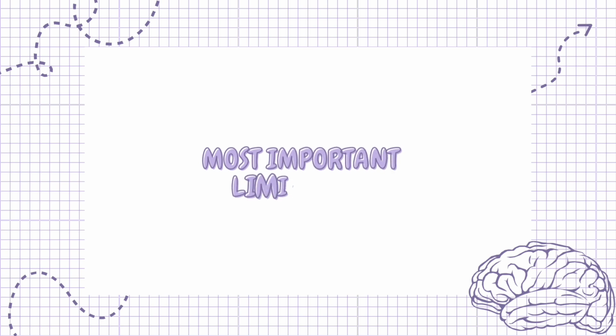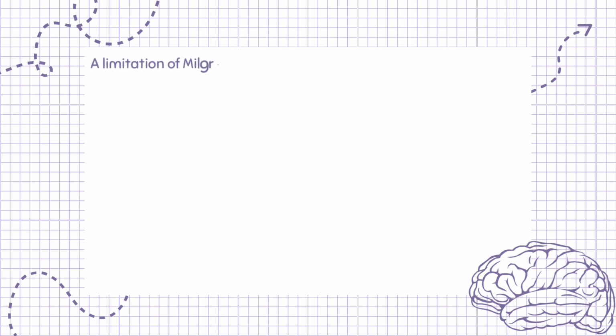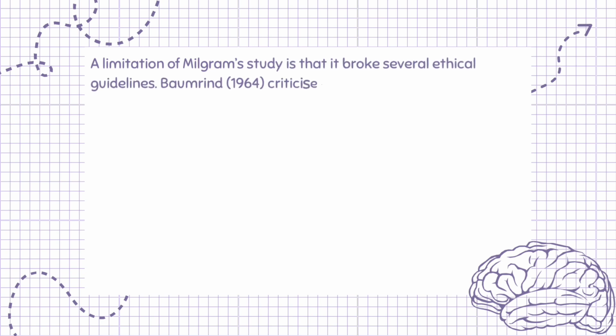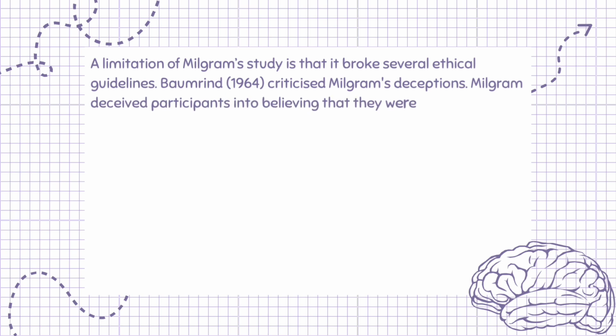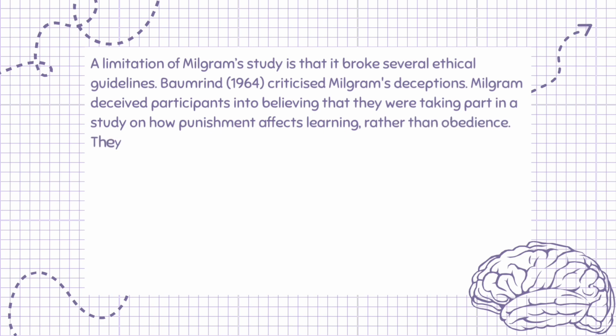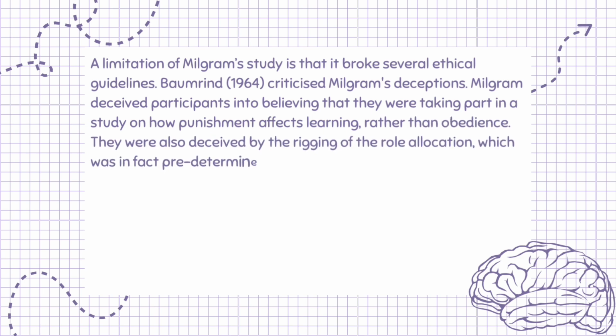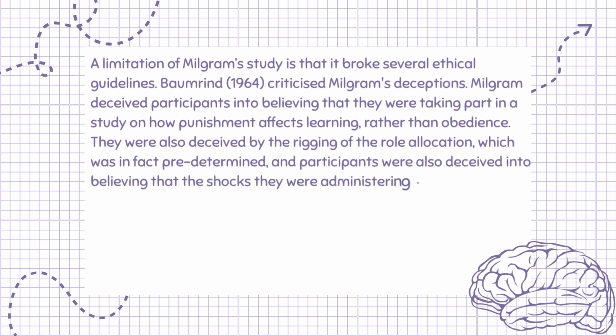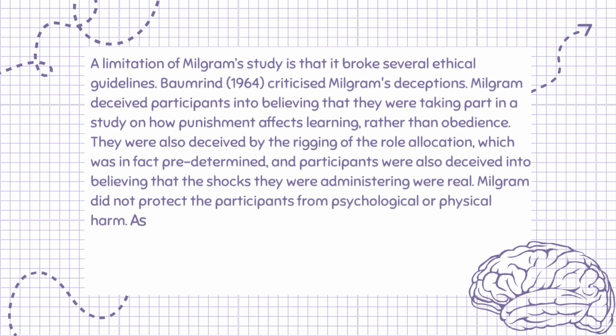The next limitation is the most important limitation of Milgram's study. A limitation of Milgram's study is that it broke several ethical guidelines. Baumrind, 1964, criticized Milgram's deceptions. Milgram deceived participants into believing that they were taking part in a study on how punishment affects learning, rather than obedience. They were also deceived by the rigging of the role allocation, which was in fact predetermined, and participants were also deceived into believing that the shocks they were administering were real.